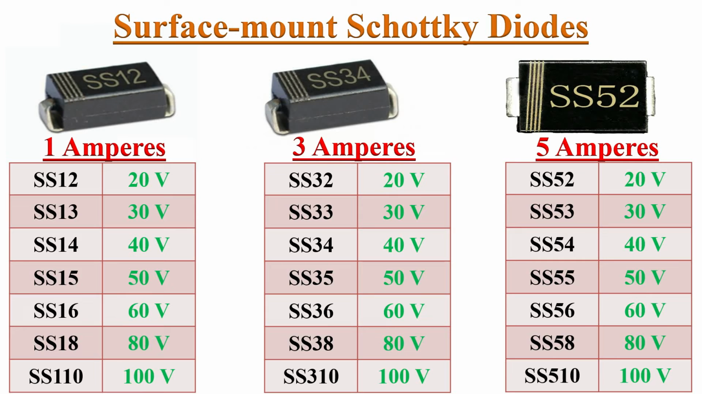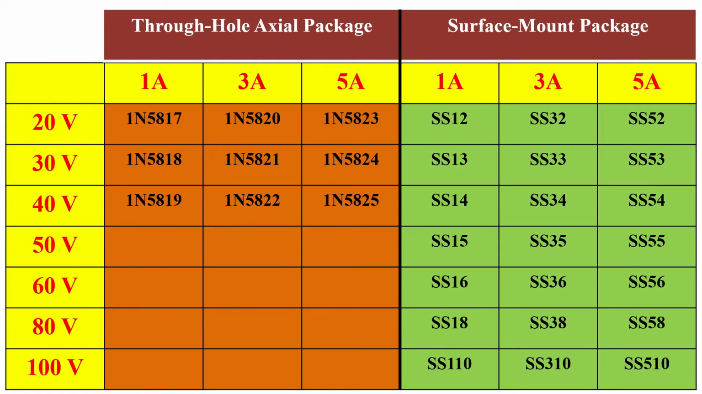diode. The complete list of SS series diodes with their corresponding voltage ratings are listed here. Here I have listed 1N58 series and SS series Schottky diodes with their corresponding voltage and current ratings. You can use this table as a reference to find equivalent diodes.